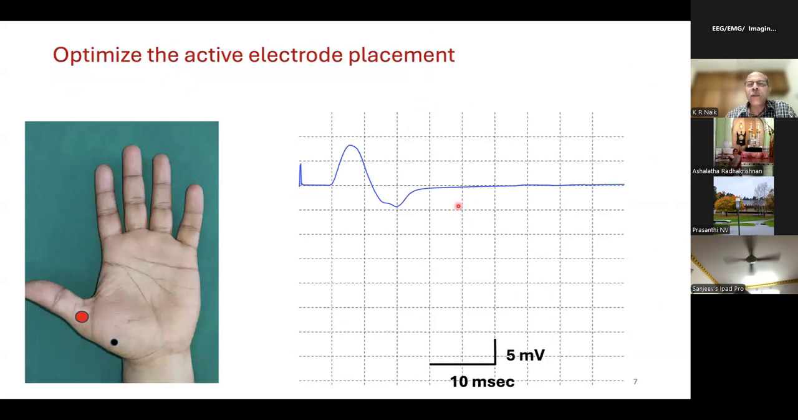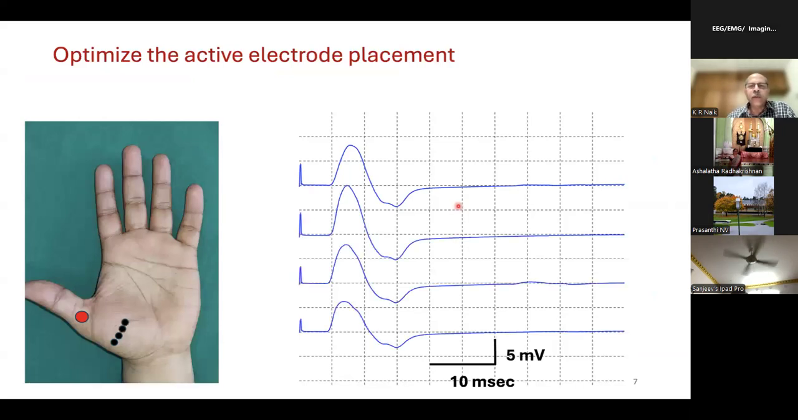The recording electrode makes an important difference. Suppose we change the recording electrode like you see here. This is for the median CMAP. We have recorded from 4 sites across almost the belly of the muscle, and all of them look almost the same. But if you look at the amplitude, there's a reduction of almost 40% if you place the electrode in the wrong position. So the optimization of the recording site has to be done correctly, and if there is an obvious apparent reduction, then you have to try to change the electrode recording site and get a better amplitude.